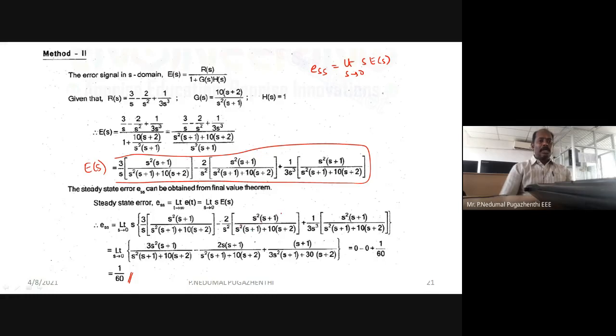Your numerator term will become, this is going to be 0, this is going to be 0 if you substitute S actually, and this is going to be 0. S squared gets cancelled, this S gets cancelled, so probably I will get 1 by 20, and you have a 3 there, so probably I will get 1 by 60 here.